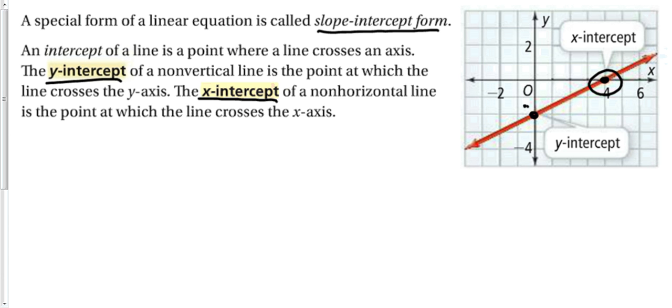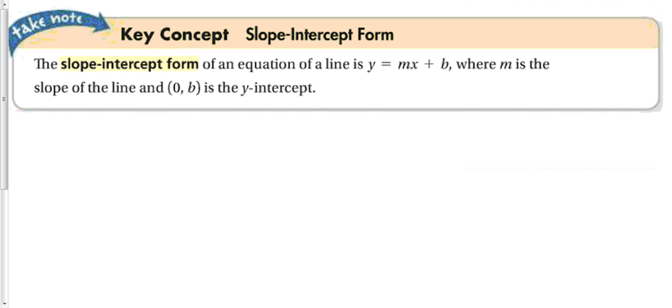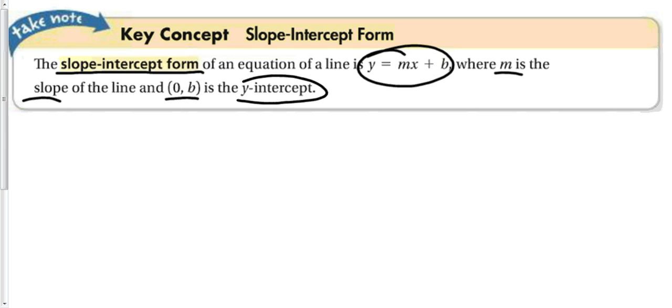In slope-intercept form, we're concerned primarily with the y-intercept. So slope-intercept form is this equation: y is equal to mx plus b, where m is the slope and 0 comma b is the y-intercept. So that means that whatever number b is going to be my y-intercept. And whatever is in front of the x value is going to be my slope.